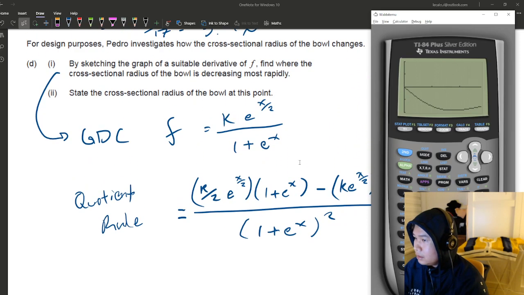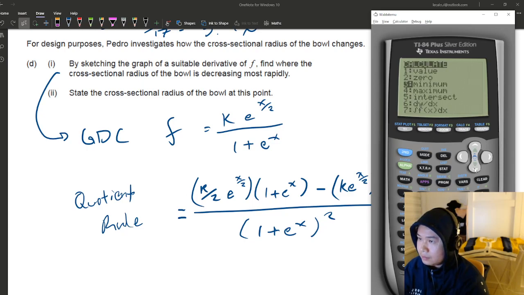Okay, and then we want to find out where it's decreasing the most. So this is the derivative, so these are the values that it is decreasing by, and where it happens the most is the minimum value. So I'm going to calculate the minimum. So left bound, right bound, make a guess. So 1.76.